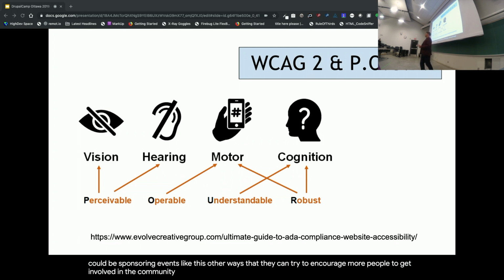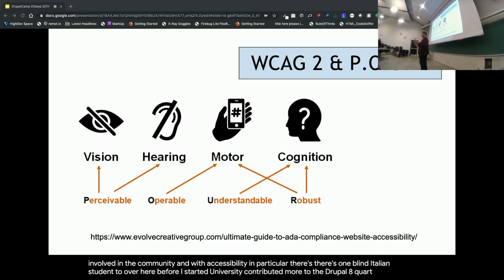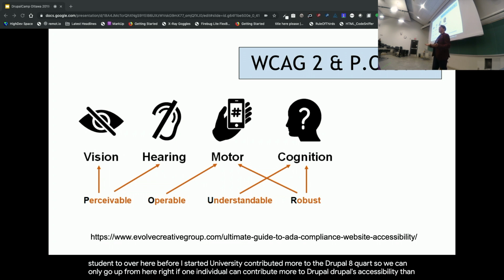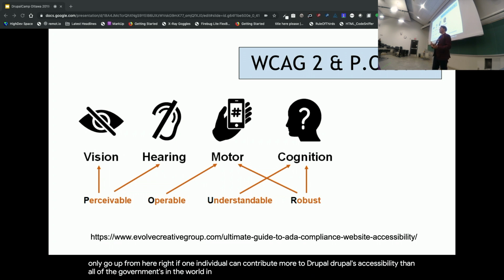And with accessibility in particular, there's one blind Italian student who in the year before he started university contributed more to the Drupal 8 core project on accessibility than all of the governments in the world combined. So we can only go up from here, right? If one individual can contribute more to Drupal's accessibility than all of the governments in the world, then Canada can be a real leader in the space by contributing just a little bit.